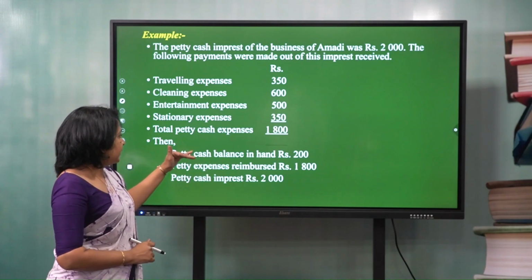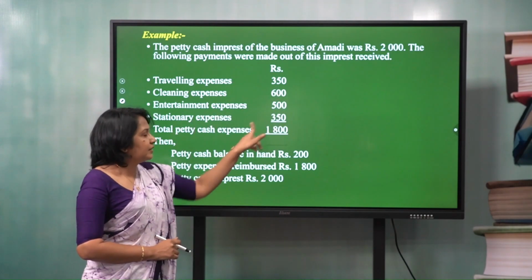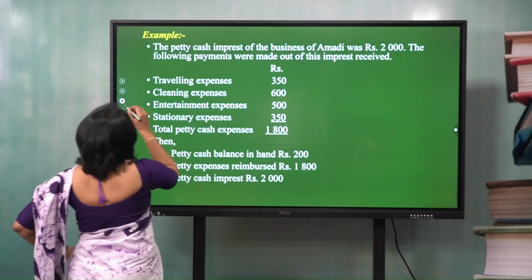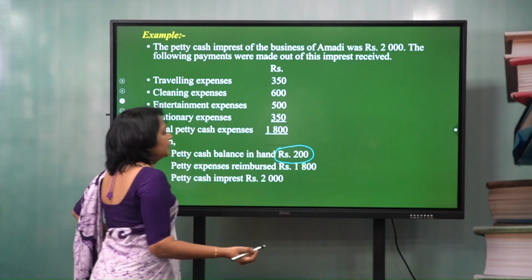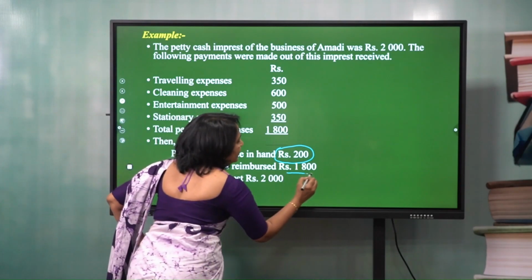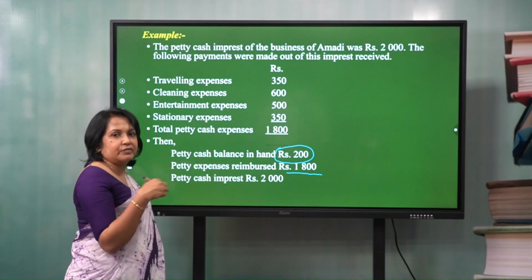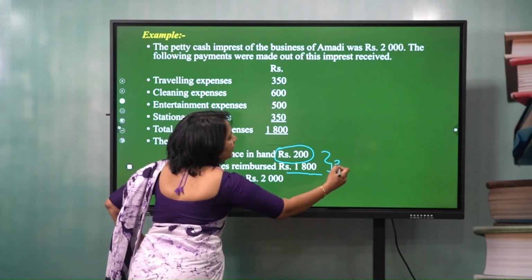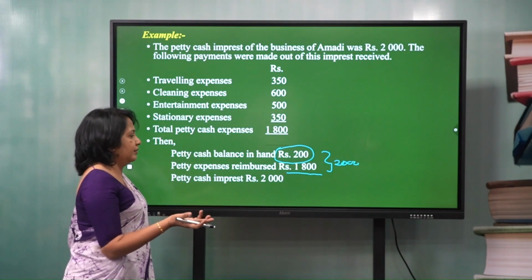Then children, here the imprest is 2,000 and the petty cashier has paid 1,800 during the month. Therefore, the petty cashier has rupees 200 with him as balance. Then he has to reimburse 1,800 from the main cashier at the end of the period. Then, at the beginning of the next month, the petty cashier again has altogether 2,000 rupees to spend on expenses in the next month.